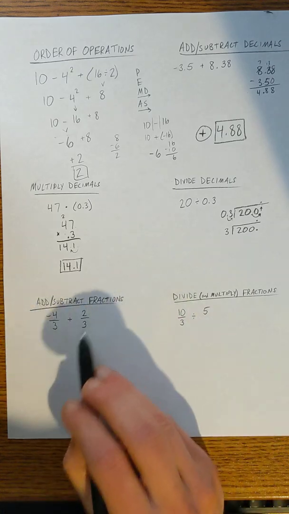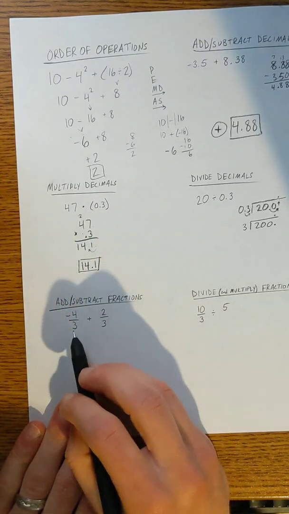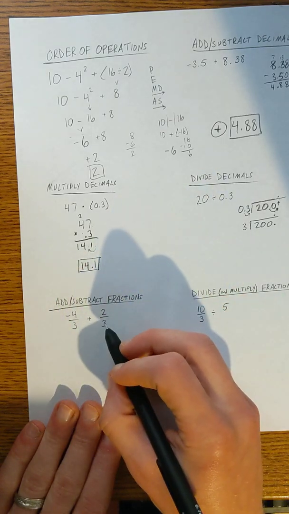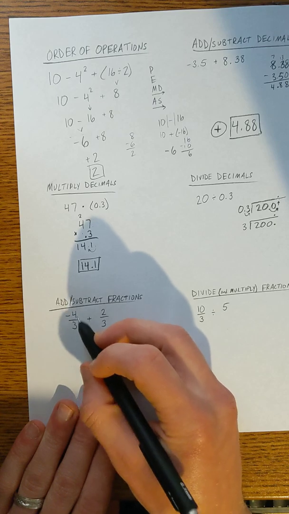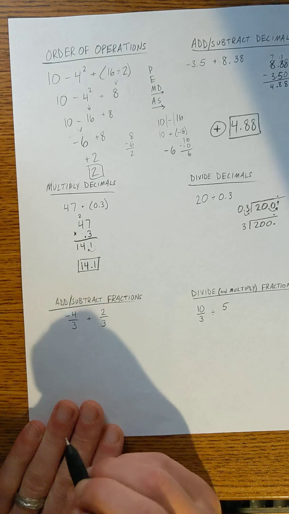Okay, we have adding and subtracting fractions as well as dividing and multiplying fractions. So for adding and subtracting, it is important that we have common denominators. Okay, if we don't have common denominators, let's just say this was a 6, we'd be multiplying the top and the bottom here by 2's to make this 3 into a 6 as well. But in this case, they already have common denominators.